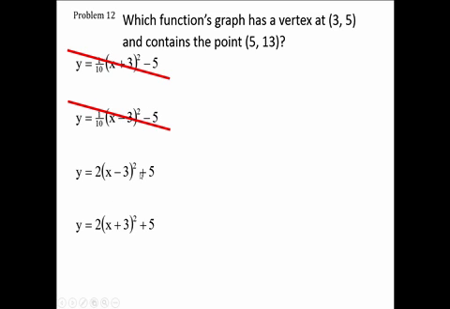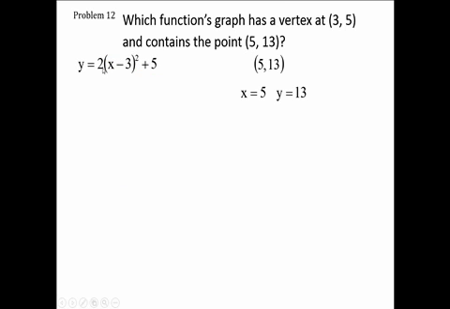Now this is going to be the answer that I want, because here I have the vertex is 3. Put in 3 in there. It was x minus 3, and the 5 works right here. We're going to see this answer works, and this answer doesn't. Now, just for the fun of it, let's test this point out in both of these equations. Let's take this one first.